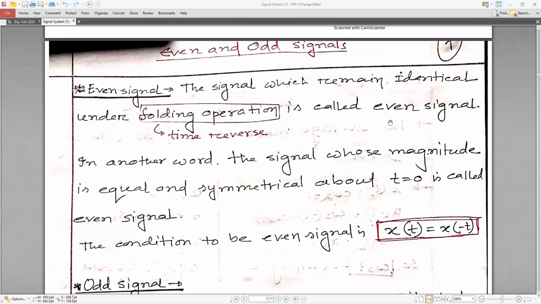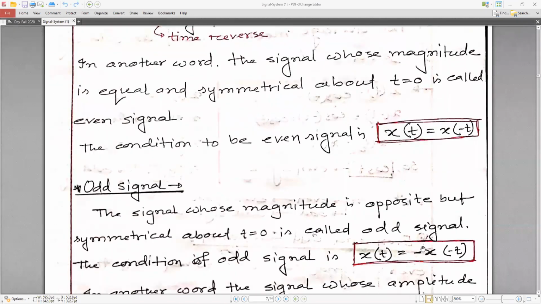But if you consider the sine, the sign will be changed. The negative sign inside, before the angle of the sine, will come in front of the sine, so that would be an odd signal. In other words, the signal whose magnitude is equal and symmetrical about t equal to 0 is called an even signal. The condition to be an even signal is x(t) is equal to x(minus t).